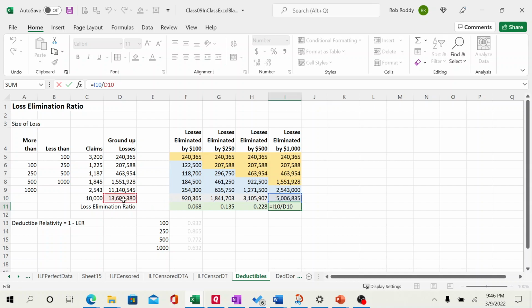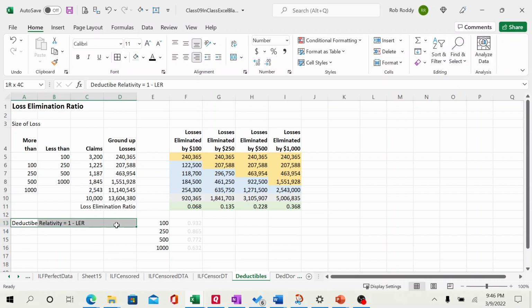5 million divided by 13.6 million is 36.8%. Then your deductible relativity finally is 1 minus your LER. So you should be charging the premium then. So the $100 deductible. You're assuming your base is 0. Your $100 deductible is eliminating 6.8% of the losses, so I should be charged only 93.2% of the premium, because you should be charged only for the losses that you're eliminating. You're assuming, of course, the base is all losses because you have them all.